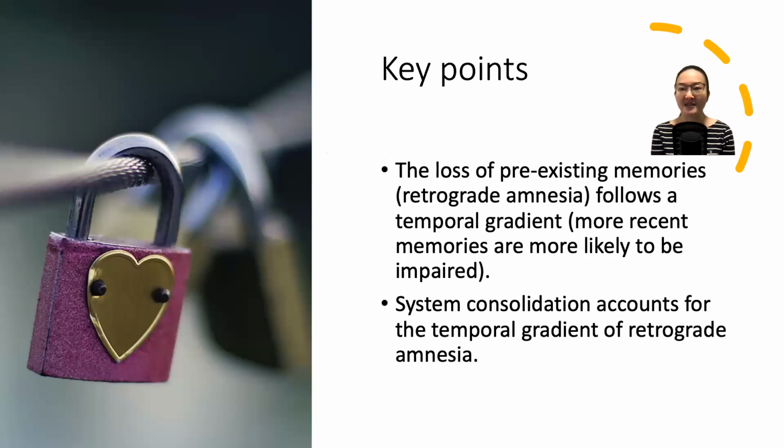Key points. The loss of pre-existing memories, retrograde amnesia, follows a temporal gradient. More recent memories are more likely to be impaired. Systems consolidation accounts for the temporal gradient of retrograde amnesia.